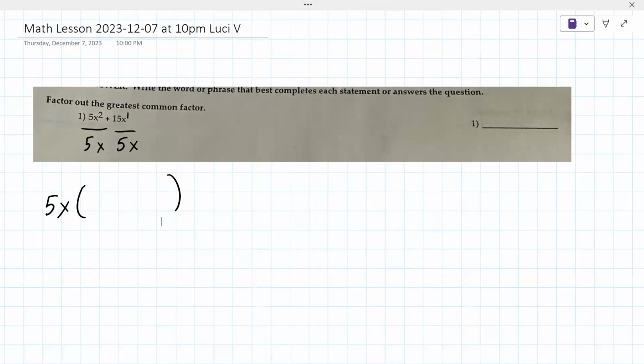So it would be x plus, and then 15 divided by 5 is 3. When the x's are on the top and the bottom, they cancel out. Okay. So that would be x plus 3. That's the final answer. Yeah. Okay.